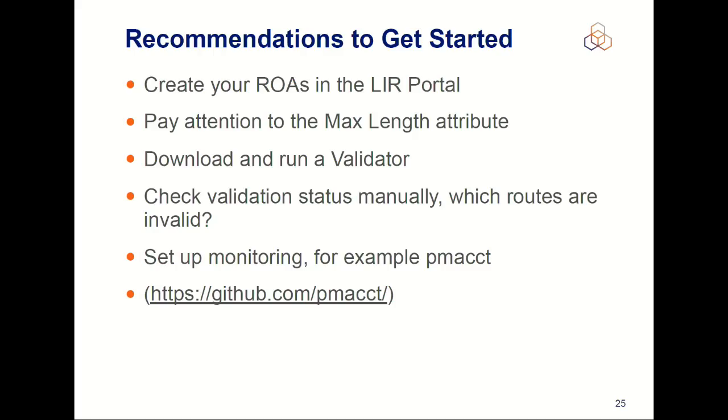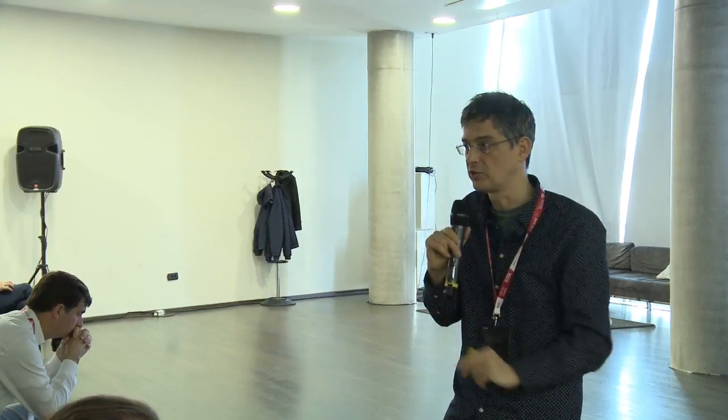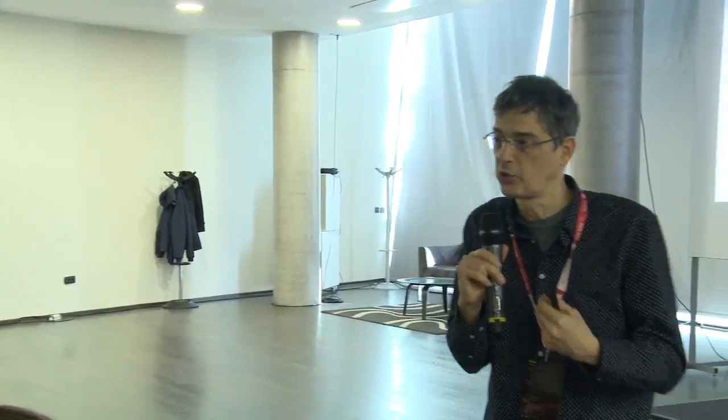Right. So what should you do? Create your ROAs in the LIR portal. Perhaps what I should tell you, very briefly, is what it means if you want to do this. It's very simple. If you are an LIR, you go into your LIR portal and you can just click a button: I want a certificate. It's your choice. If you want a certificate, you get a certificate, and then you can create ROAs.